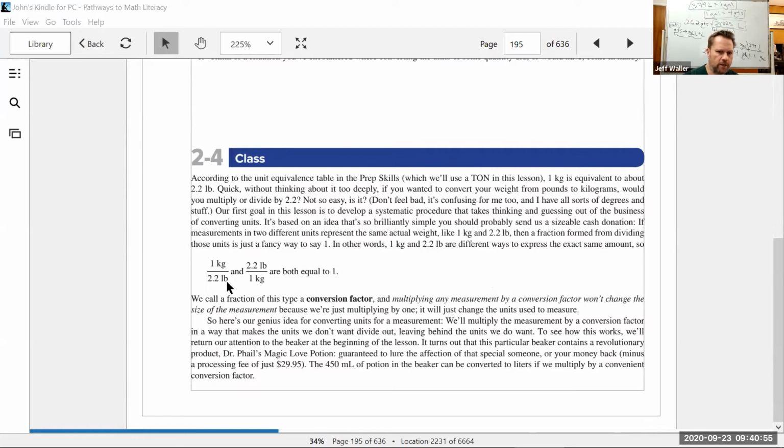So here's where they're talking about that piece. It could have been either way. It just depends on which thing am I trying to kill, right? So if I already knew pounds, I would use this one because then the pounds would cancel and so forth. But either way, they're both equal to 1. That's what I was trying to say, because they're both the same thing.